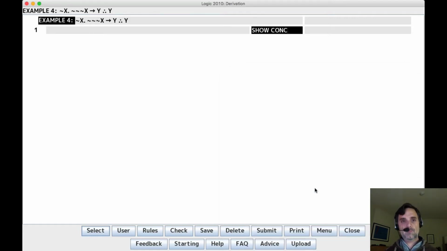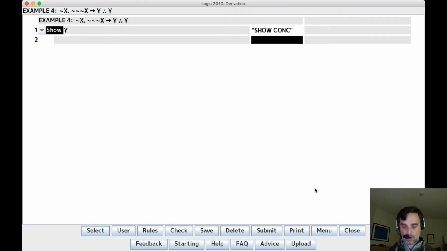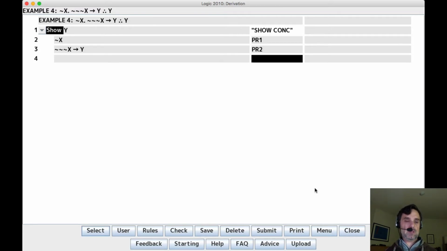So our conclusion is y. Again, we bring in our 2 premises. So we have not x on line 2. On line 3, we have a conditional. The antecedent is not x. The consequent is y. So for modus tollens, we would need not y. We don't have not y. We can't do modus tollens.